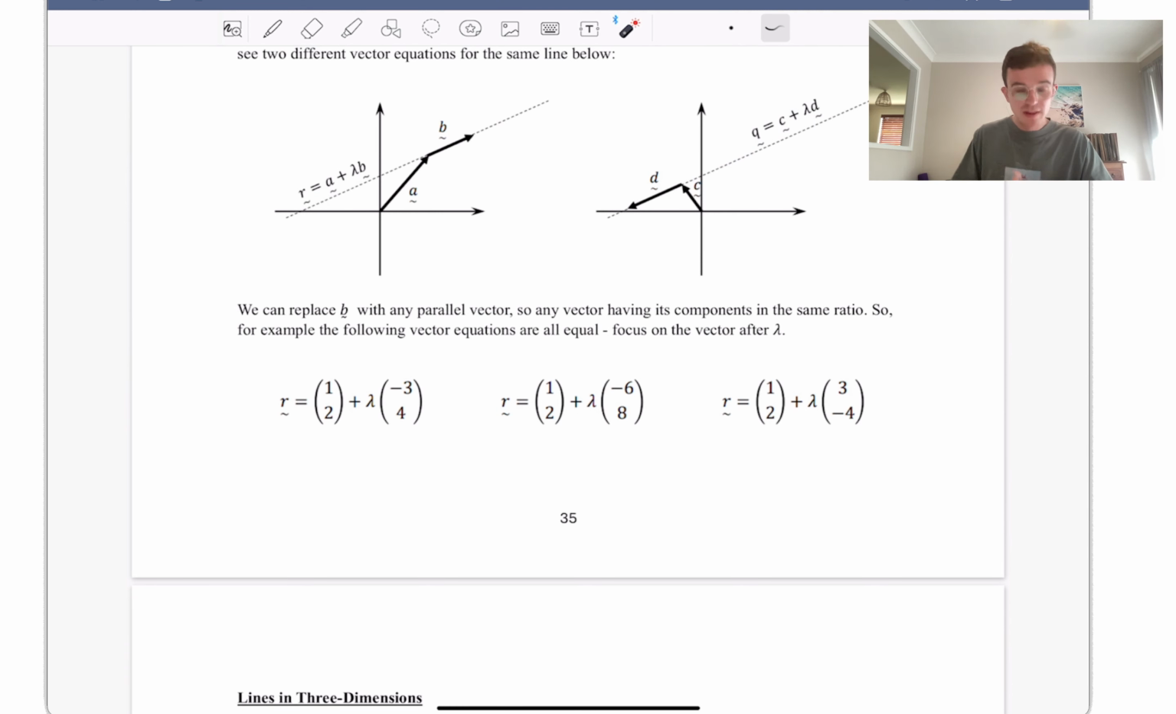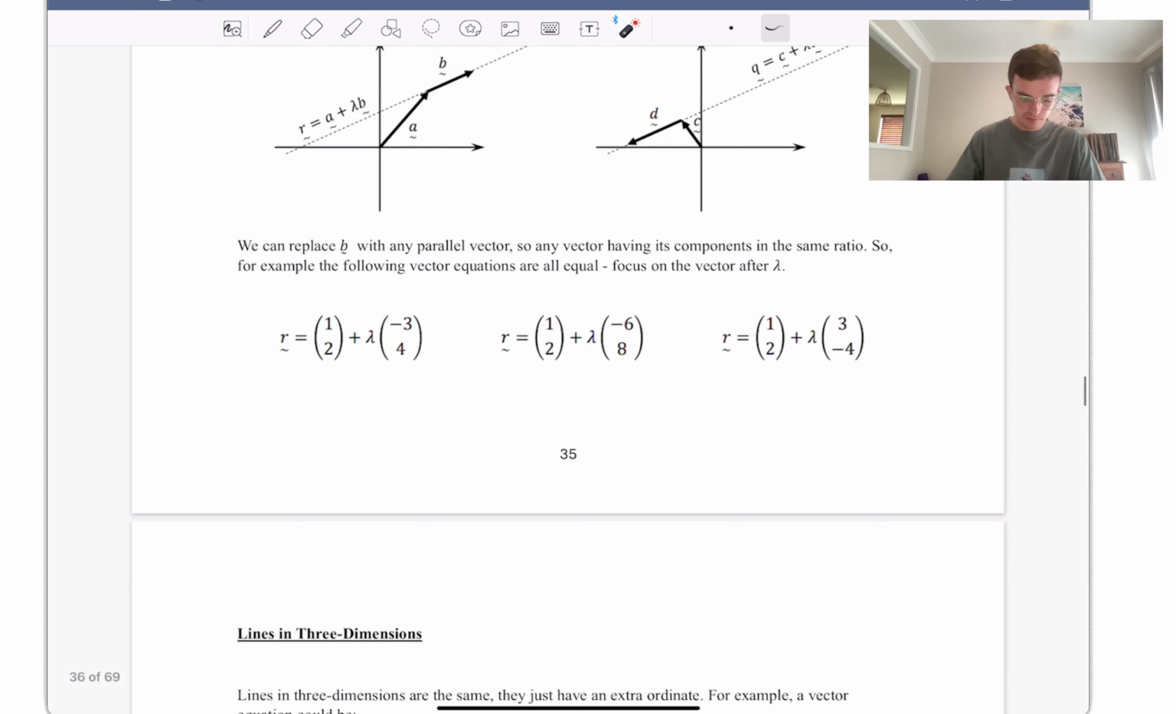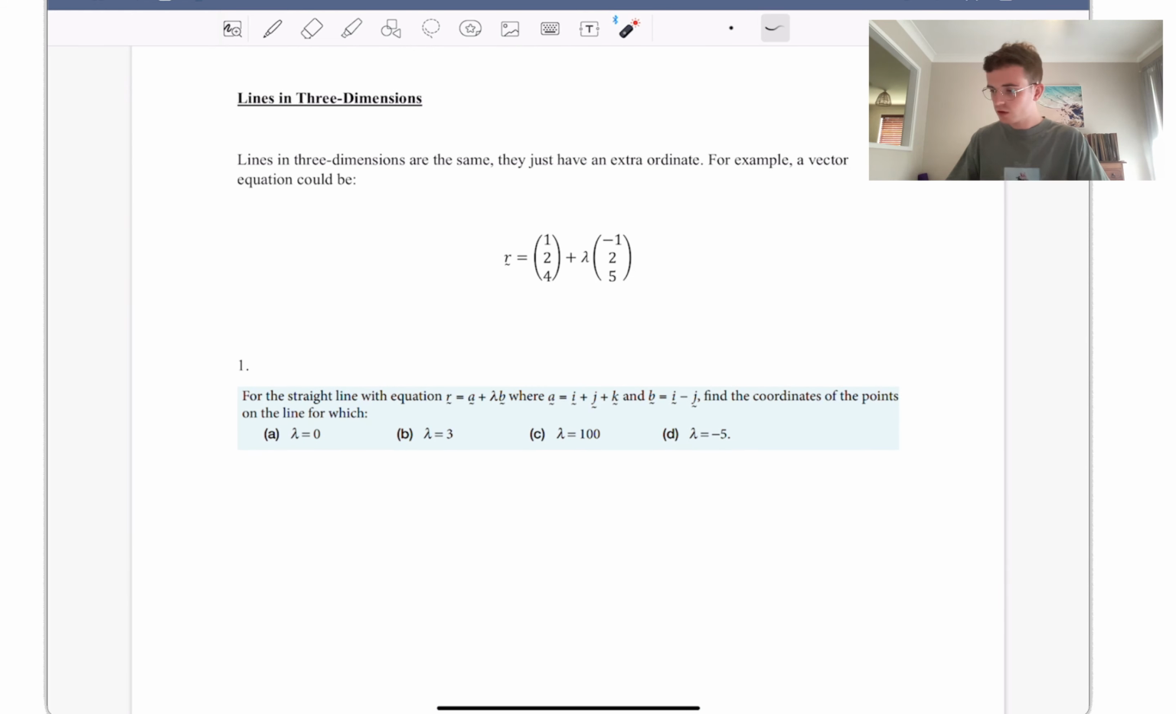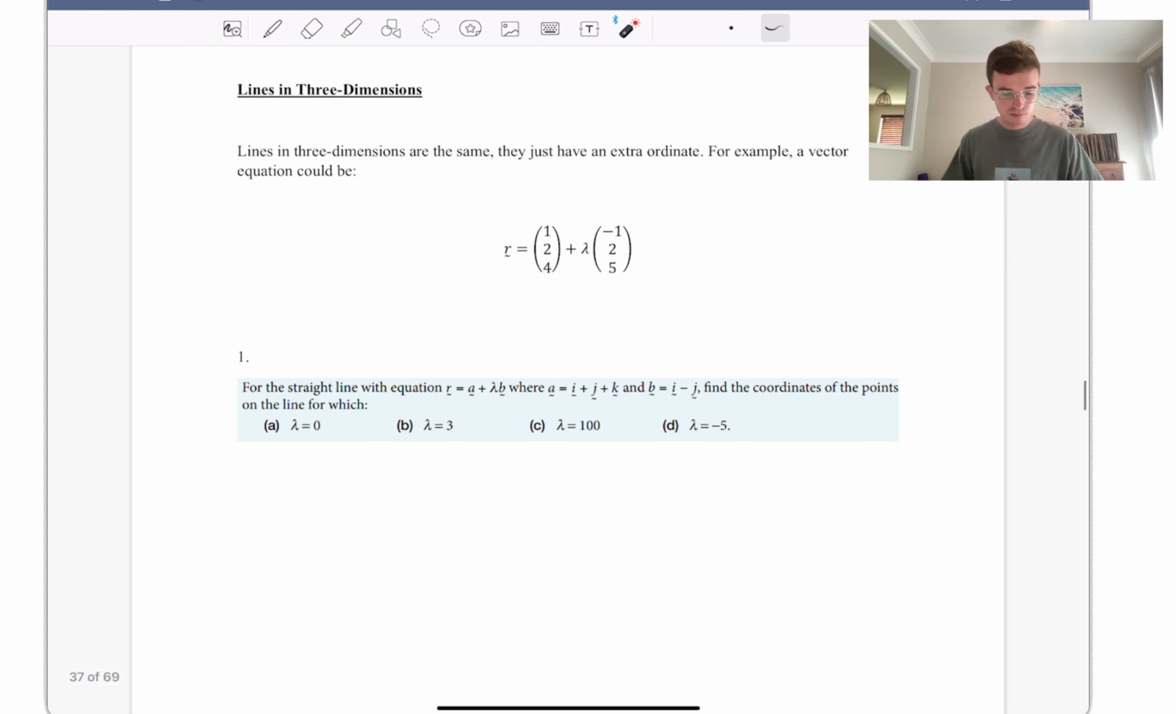So we can have many different equations which represent the same vector line. We can replace b with any vector parallel to it, so any vector having components in the same ratio. So for example, the following vector equations are all the same. And we can see because all of these numbers are either the same, a multiple of those, or it's going in the opposite direction, and it really just means the same thing, and we're talking about the whole line. So lines in 3 dimensions, so we've just been looking at 2 dimensions, look the exact same, except we have a third coordinate. It's just harder to draw them.